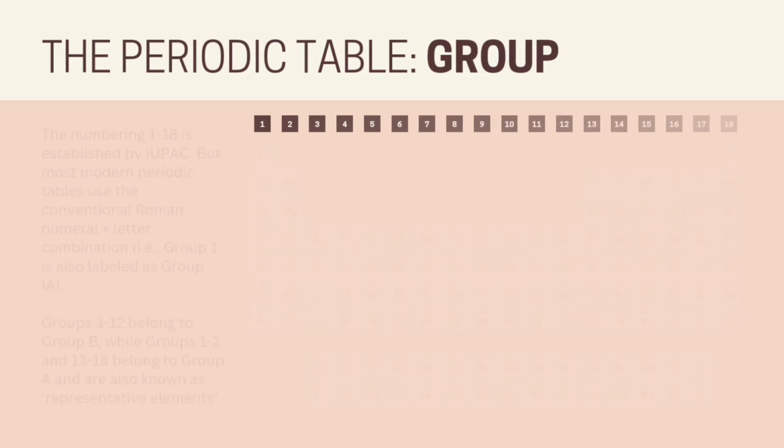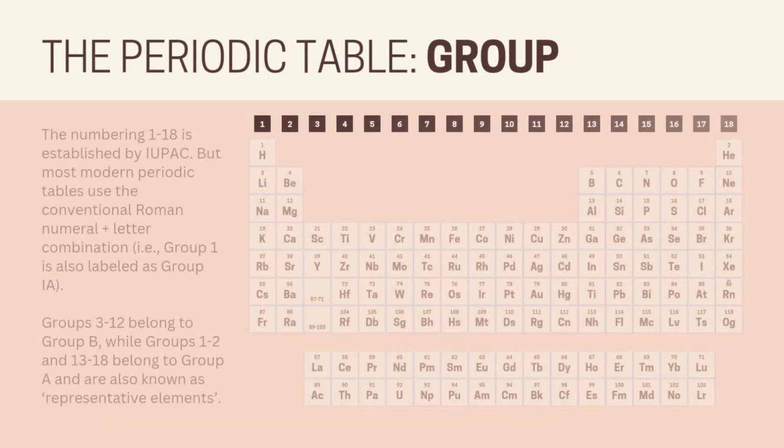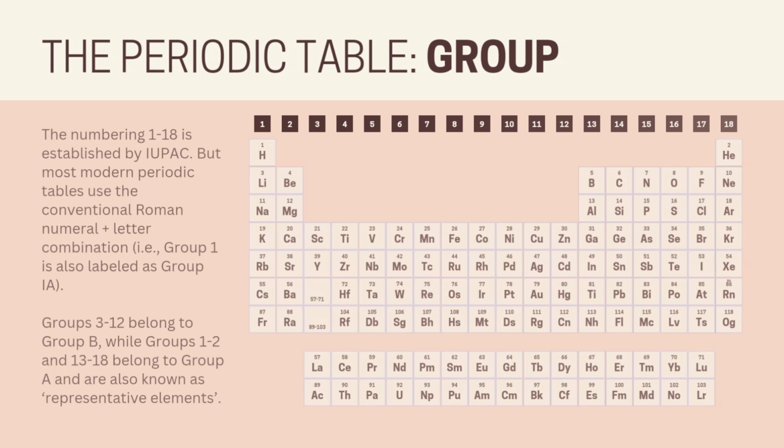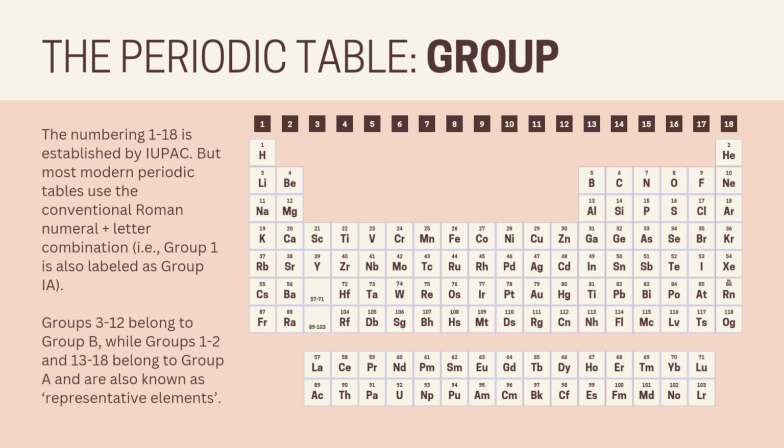As we can see in the table, the numbering 1 to 18 is established by IUPAC, but many modern periodic tables use the conventional Roman numeral plus letter combination. For example, group 1 is also labeled as group 1A. Groups 3 to 12 belong to group B, while groups 1 to 2 and 13 to 18 belong to group A and are known as representative elements.